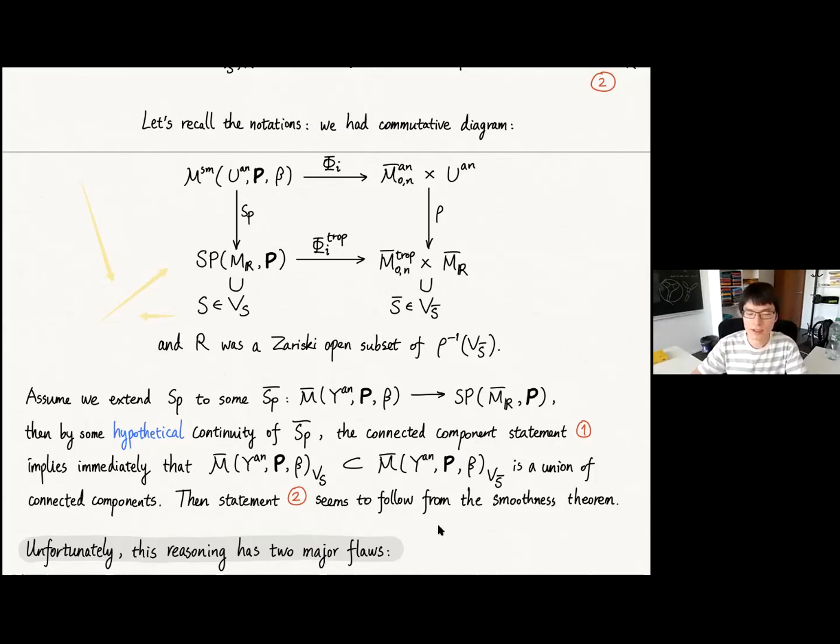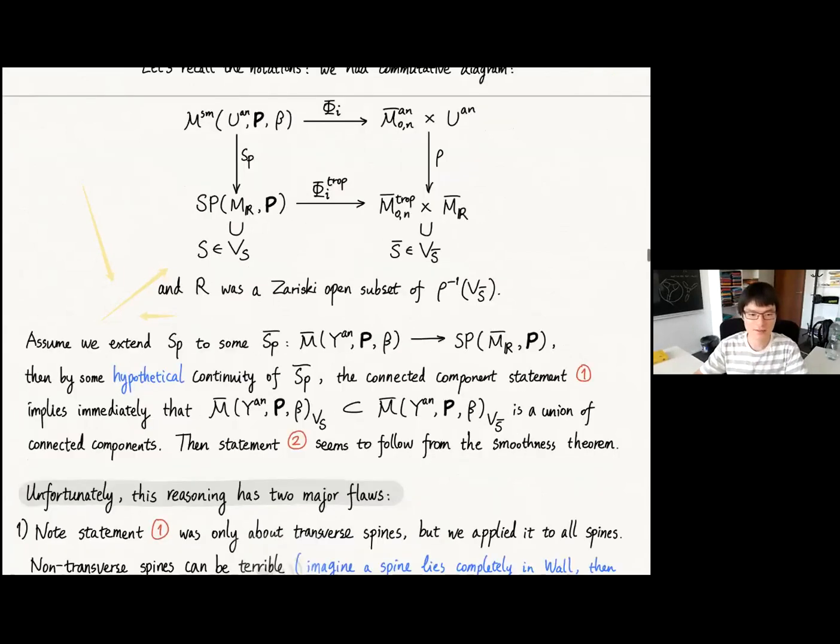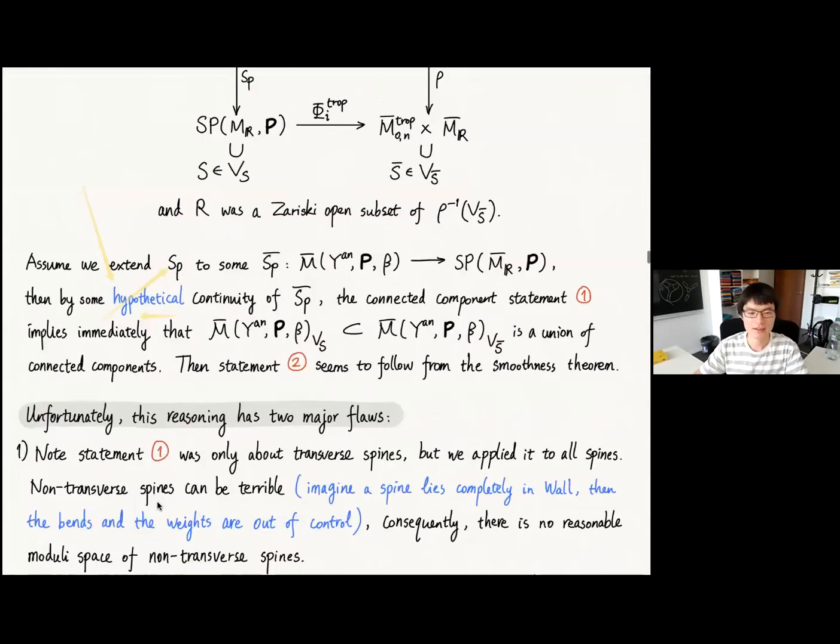This simple idea has two major flaws. Do you hear me? Yeah. Okay. So this simple reasoning has two major flaws. First, statement 1 was only about transverse spines, but we applied it to all spines. Non-transverse spines can be terrible. Imagine a spine lies completely in the wall. Then the bends and the weights are completely out of control.